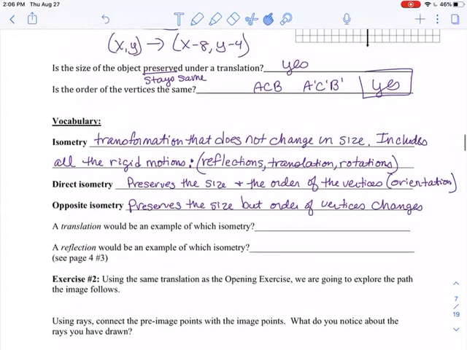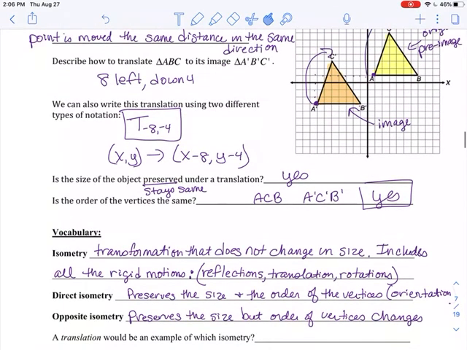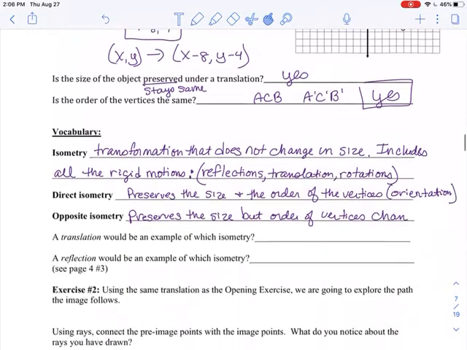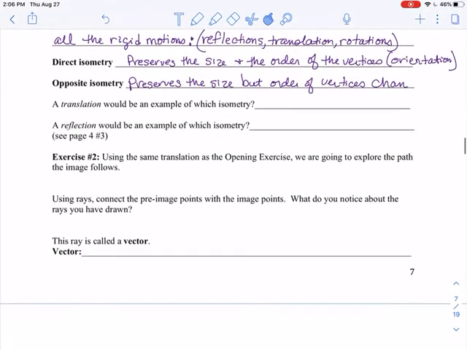All right, a translation, as we already saw up above, the order of the vertices is exactly the same if I was to go clockwise. So a translation is a direct isometry. The order of the vertices is not changing. The size stays the same.